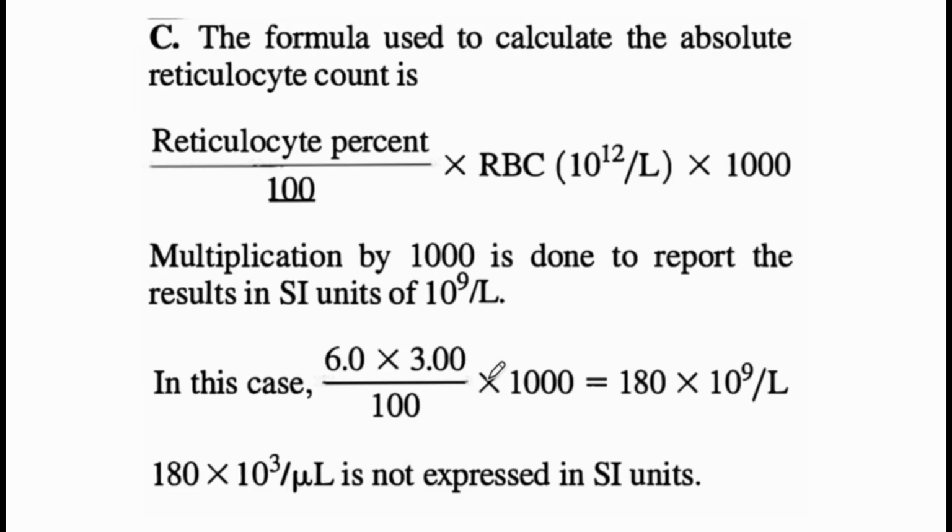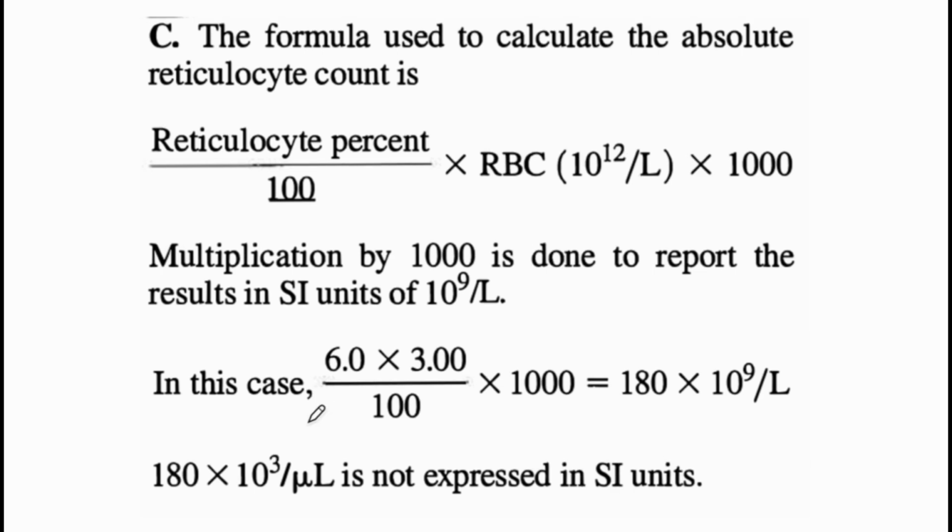The formula used to calculate the absolute reticulocyte count is reticulocyte percentage divided by 100, times RBC count, times 1000. Multiplication by 1000 is to report the result in SI units of 10^9 per liter. In this case, the percentage of reticulocytes from question number 8 is 6.0. So 6.0 times the RBC count 3.0, divided by 100 and multiplied by 1000. So the result is 180 x 10^9 per liter.